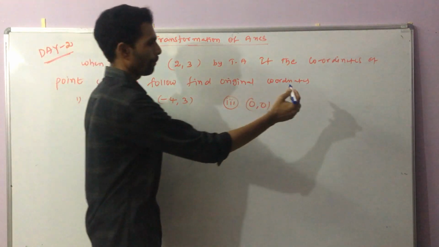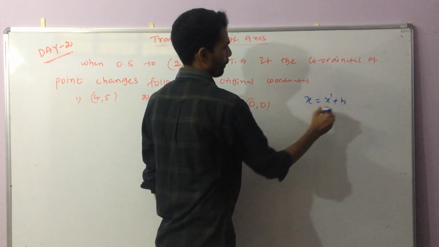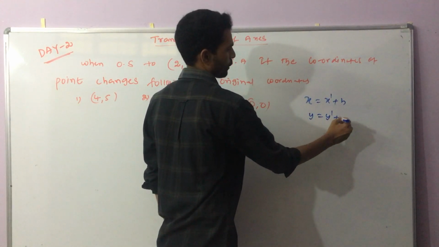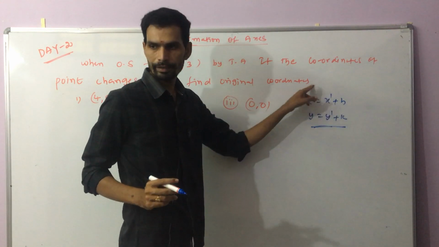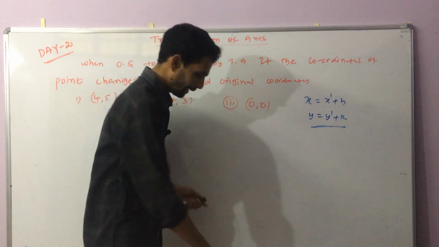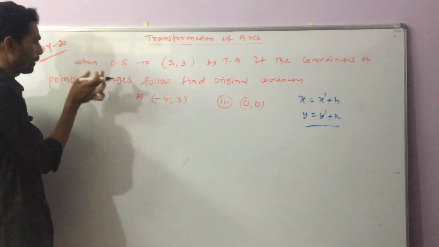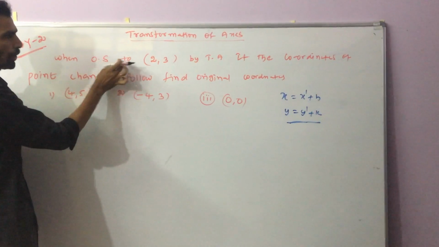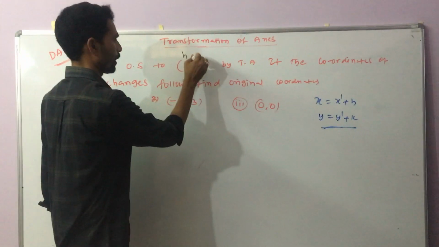Already we know the formula: x is equal to x dash plus h, y is equal to y dash plus k. By using the above formula, x dash is equal to x minus h and y dash is equal to y minus k only. Indirectly, what is given here when the origin is shifted? Once again, repeat here. When the origin is shifted to 2 comma 3, the shifted origin is h comma k.